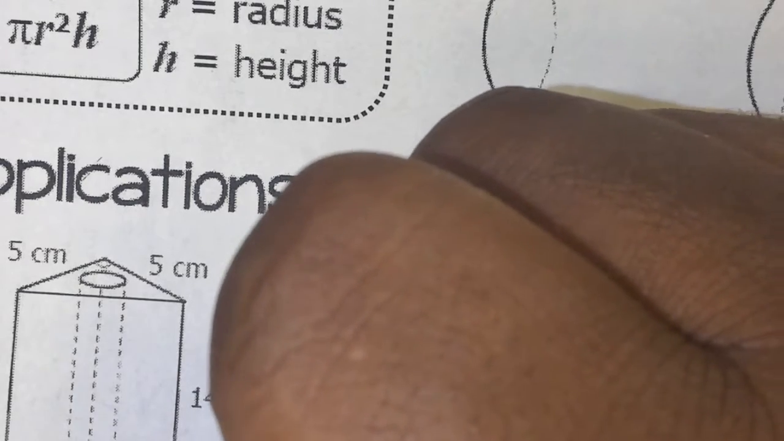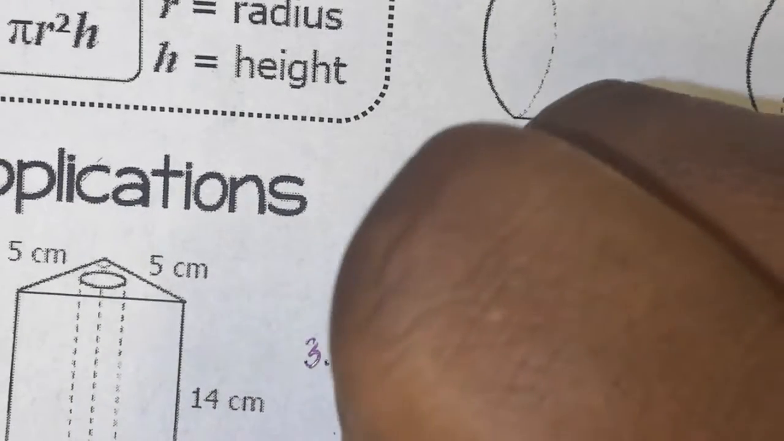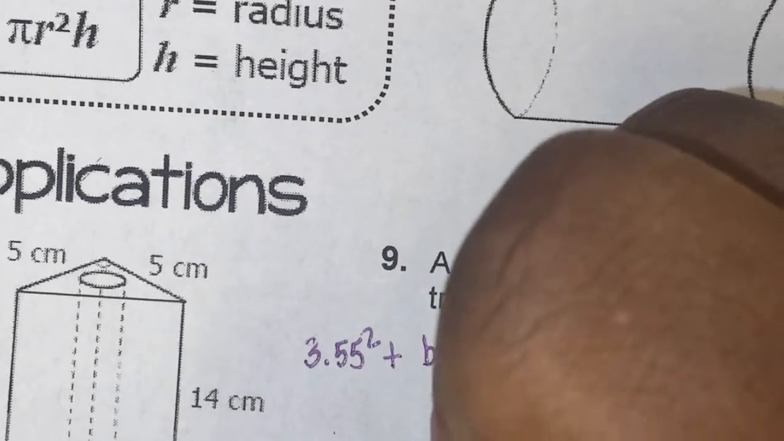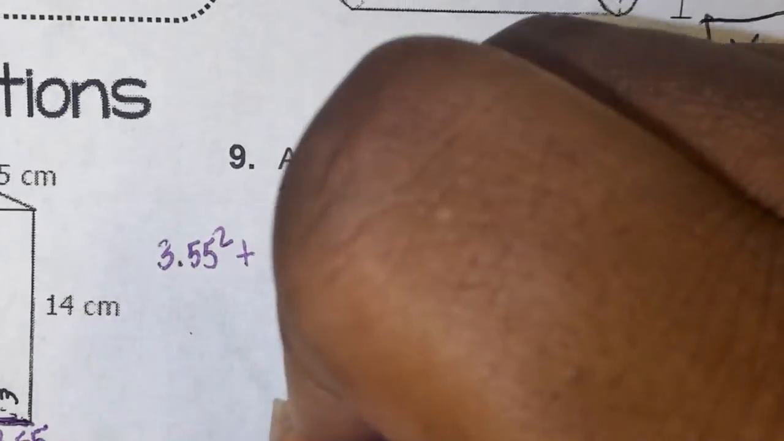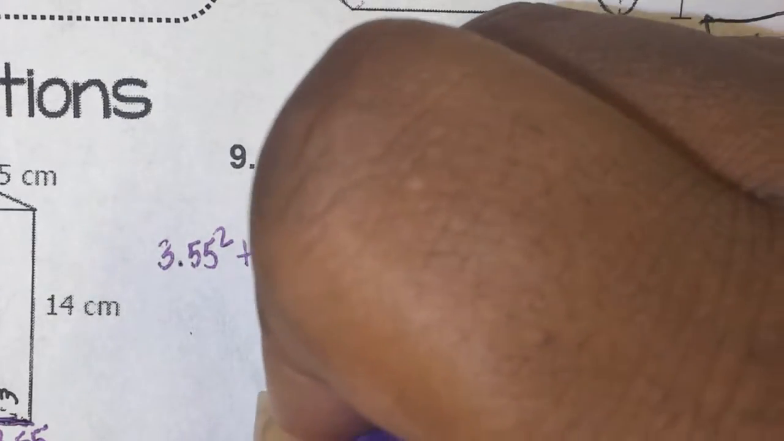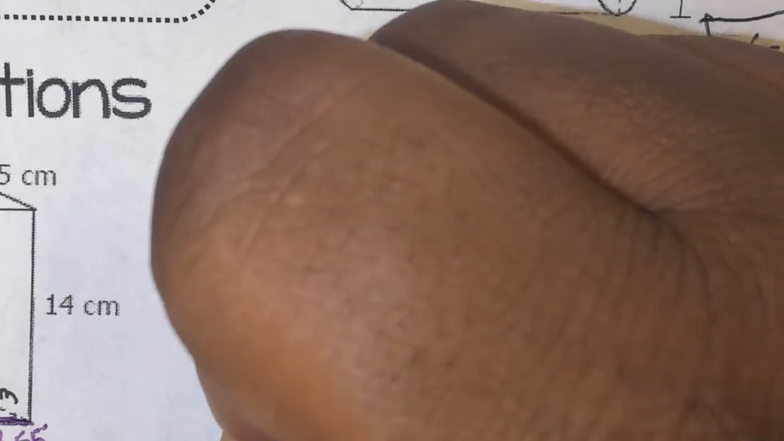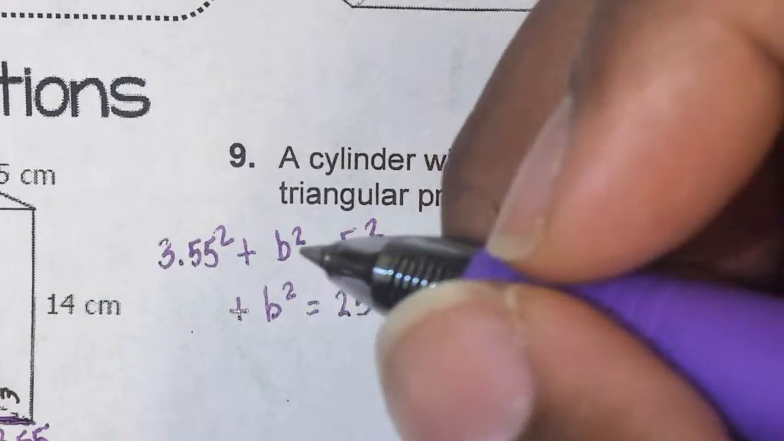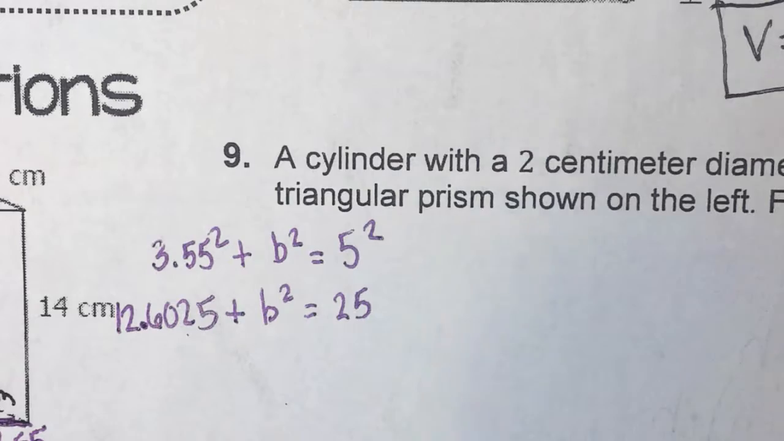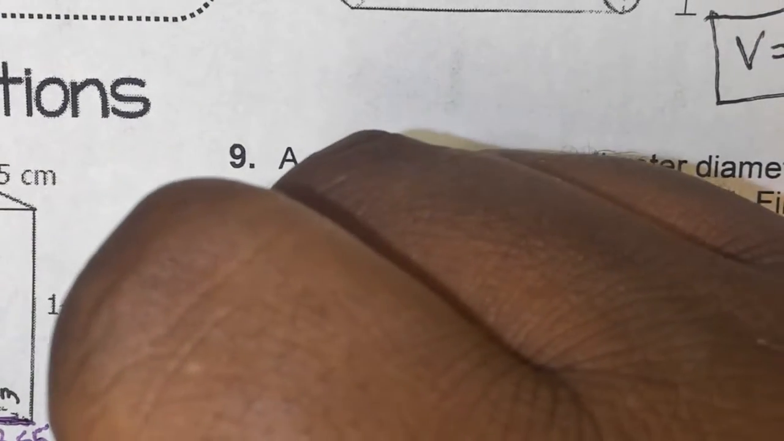So 3.55 squared plus b squared equals 5 squared. The 5 squared part, that's easy. The decimal that you get from 3.55 isn't that bad. Write the full thing out on paper. It's like 12.6025. Then you need to subtract that.